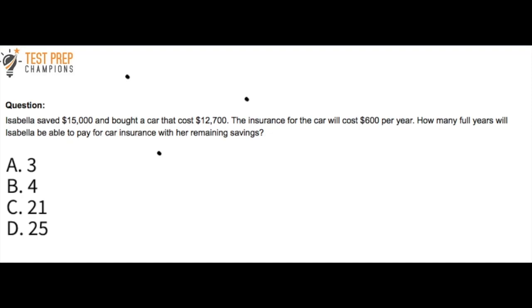Okay, so this question says, Isabella saved $15,000 and bought a car that cost $12,700. The insurance for the car will cost $600 a year. How many full years will she be able to pay for car insurance with her remaining savings? So I'd like you to pause the video as always and try this out, and then we'll go over it.